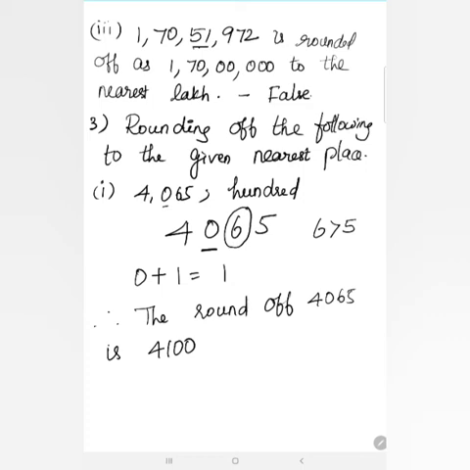So 4,065, here the hundreds place is 0. See the tens place. Tens place is greater than 5. So you take it this 0 plus 1 is equal to 1. Then 4 as it is. 0 plus 1 is 1. Other numbers will become 0. So the round off of 4,065 is nothing but 4,100.